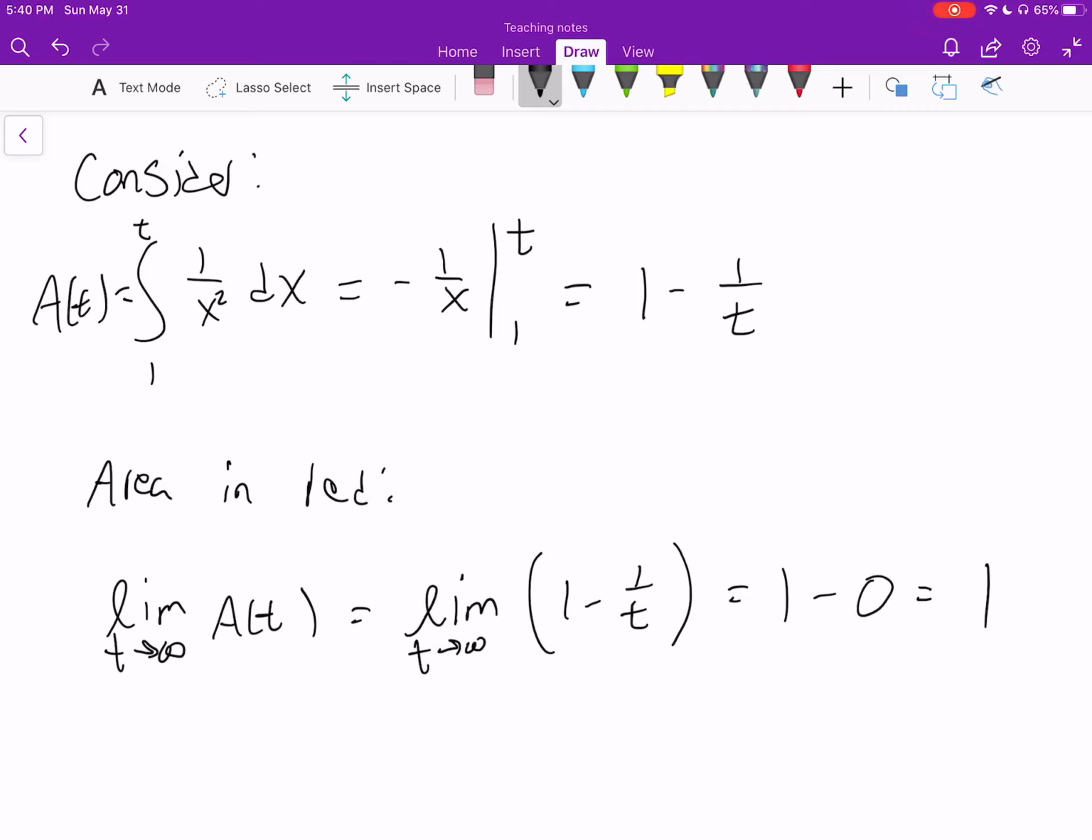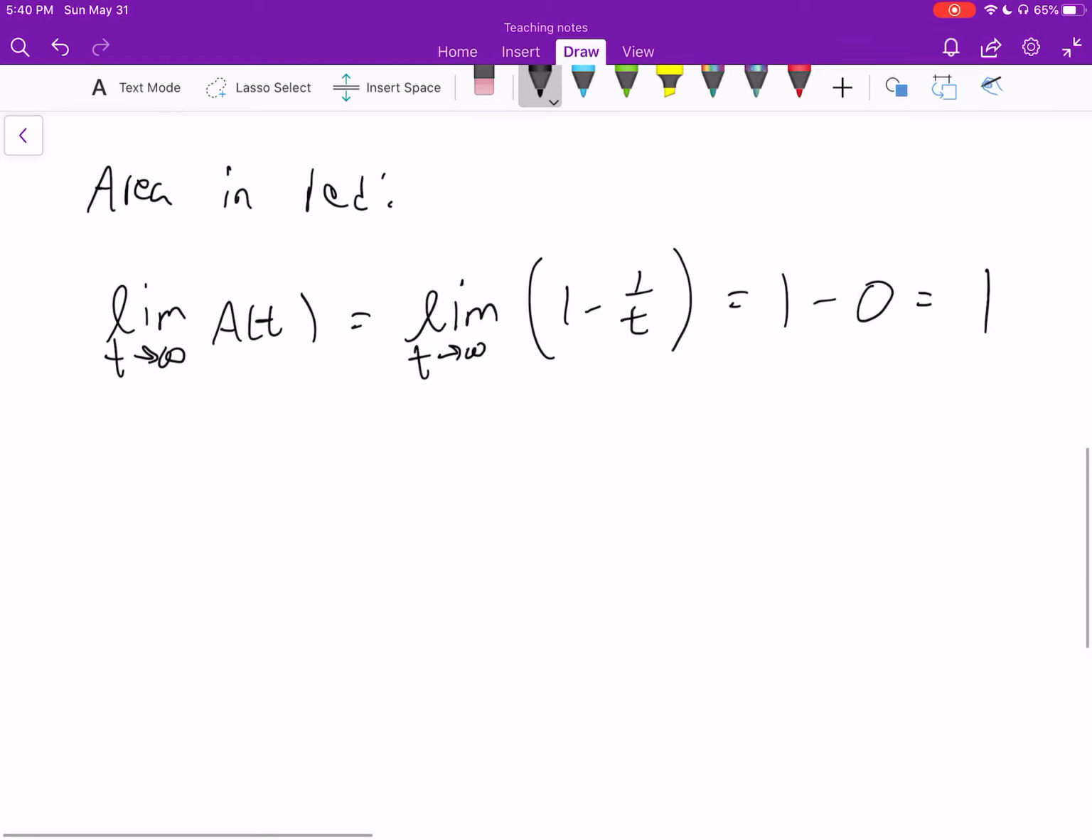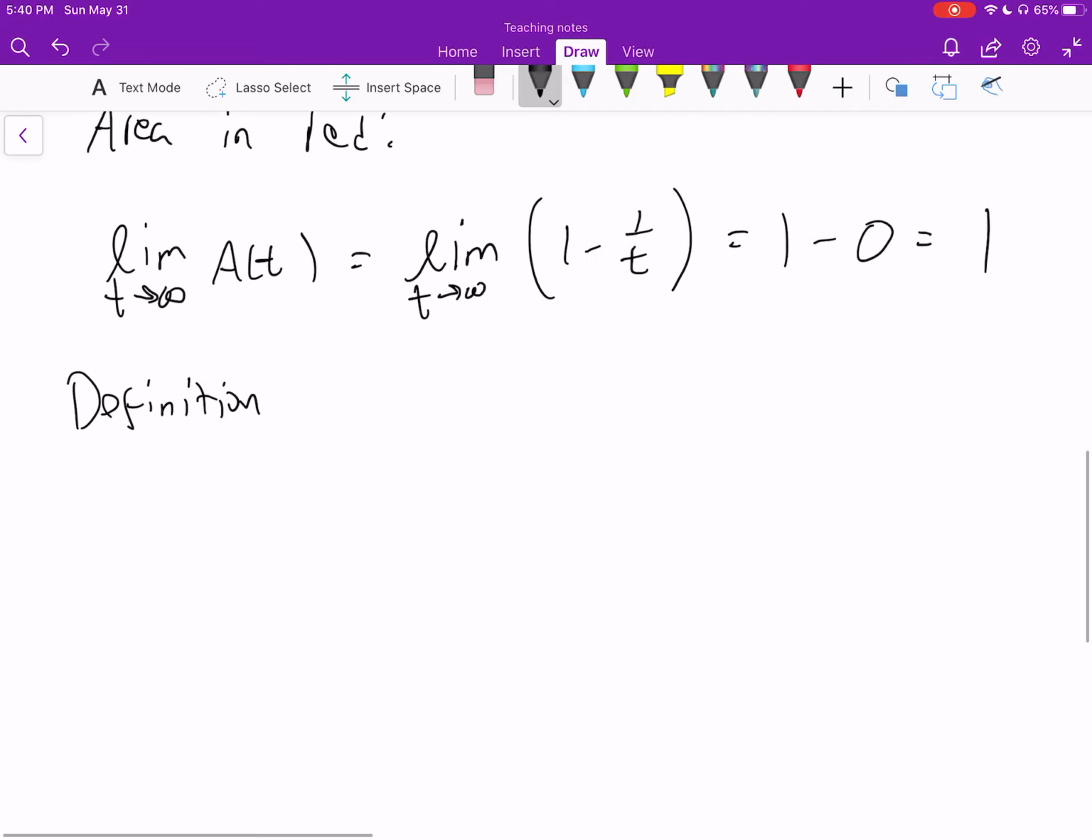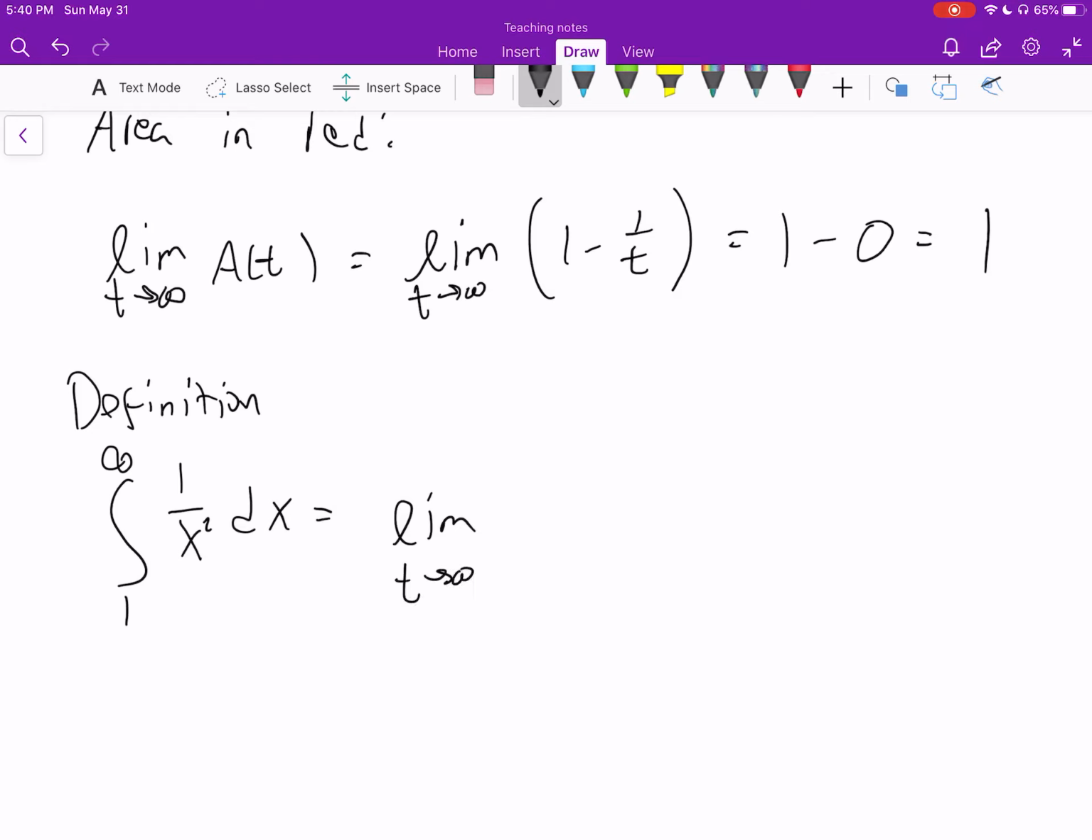So that kind of gives us a way to define these areas. So we're going to make the definition that the integral from 1 to infinity of 1 over x squared dx, we're going to define this to be the limit as t approaches infinity of the integral from 1 to t of 1 over x squared dx. And in this case, it ends up being 1.